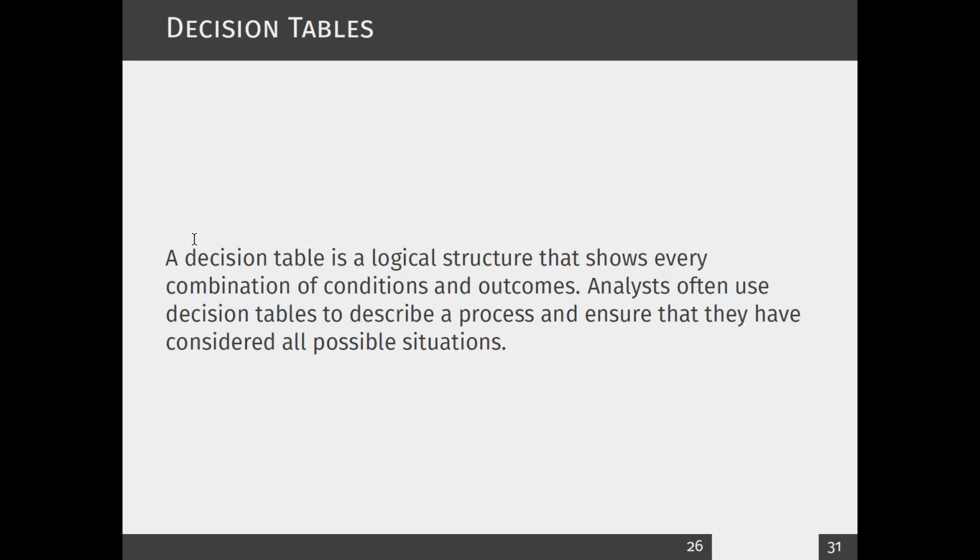Similar to structured text, we can create a table structure. So a decision table is a structure and it will show you all possible combinations of conditions and outcomes, right? Therefore, analysts often use a decision table to describe a process, right? Because you can use it to see all possible situations. Okay, now let's look at an example.